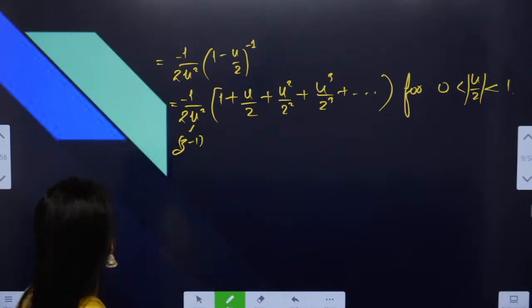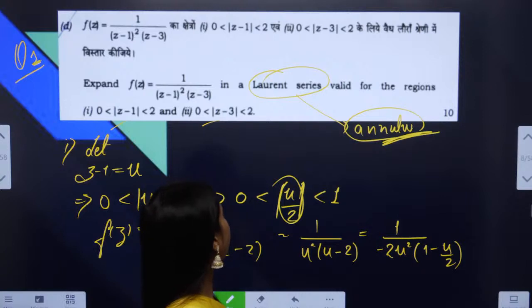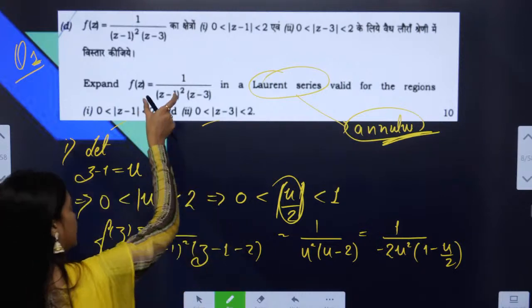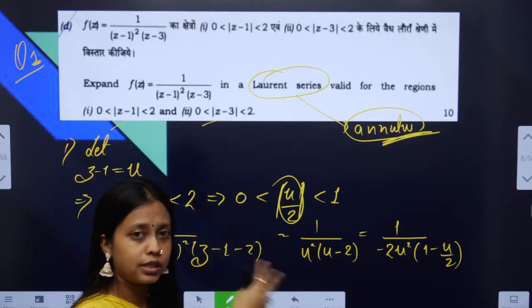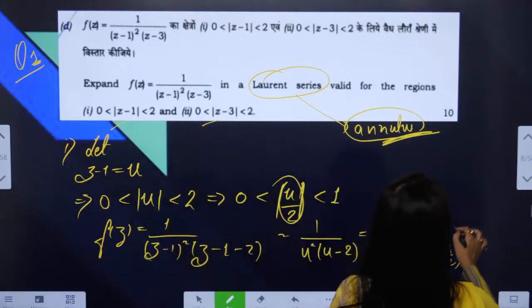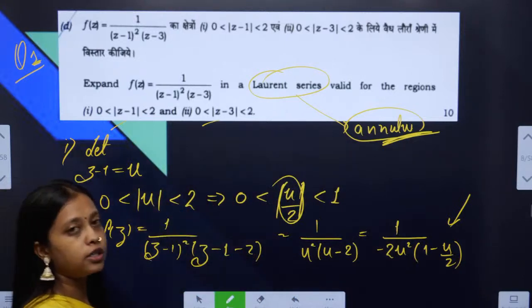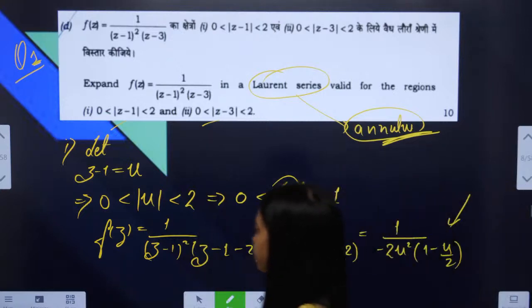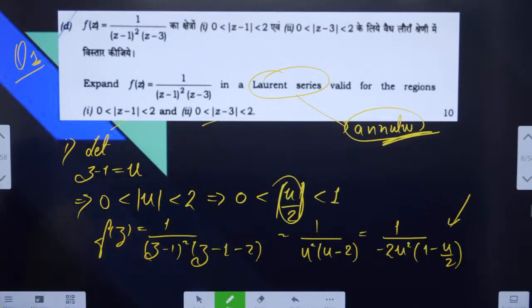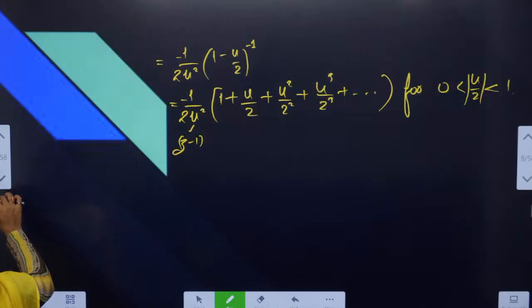So, very easy. Same kind of calculations you can do for the second part as well. You have to adjust your f(z) in the manner z minus 3 upon 2 such that it is true, and again apply the same formula, open up the same series and you will get the Laurent series for the second expression as well. Okay. Now, this was D.